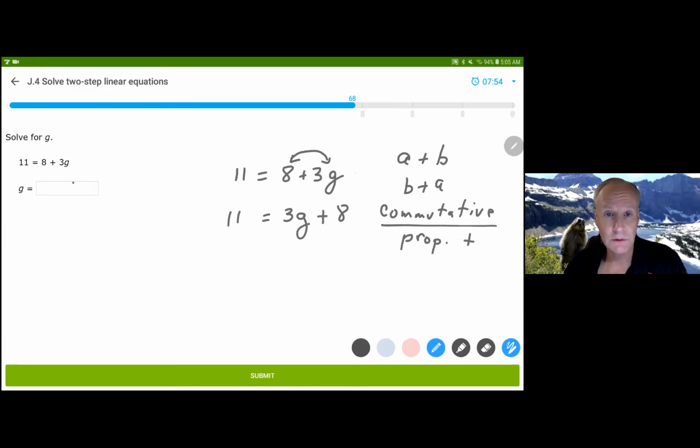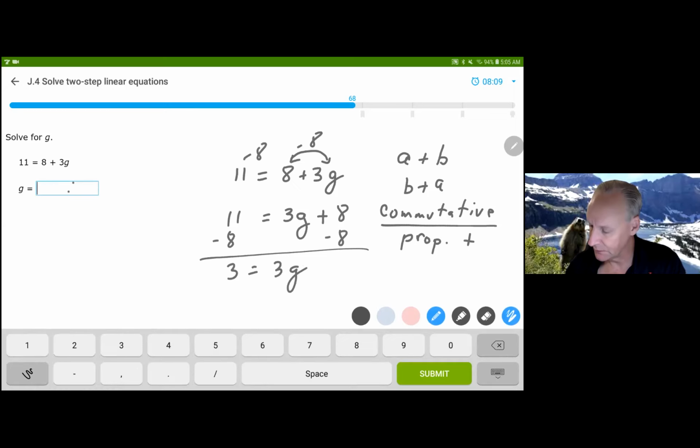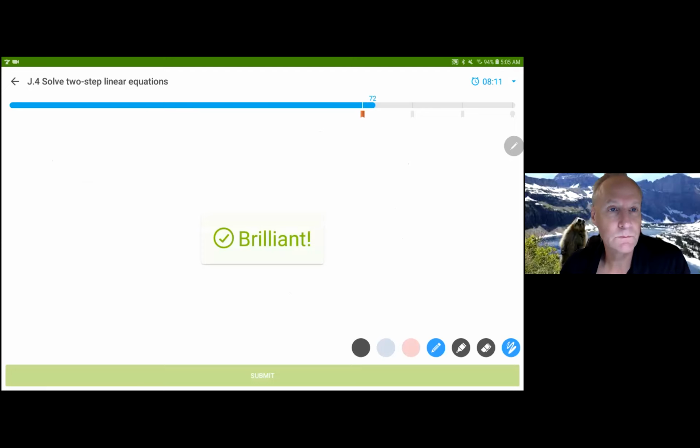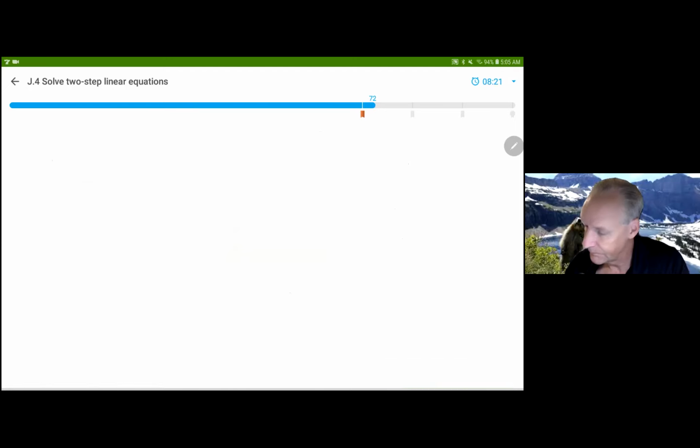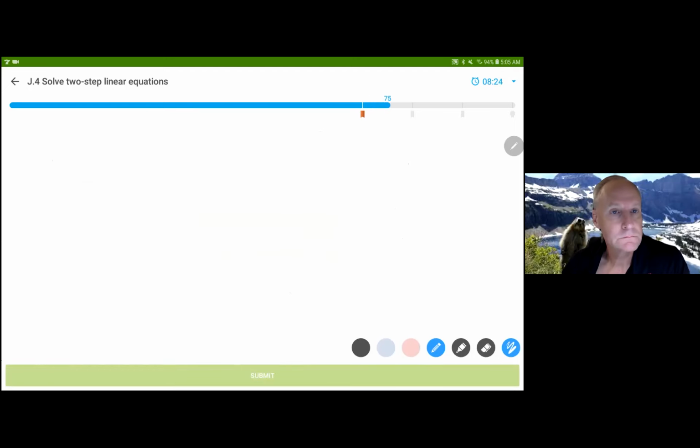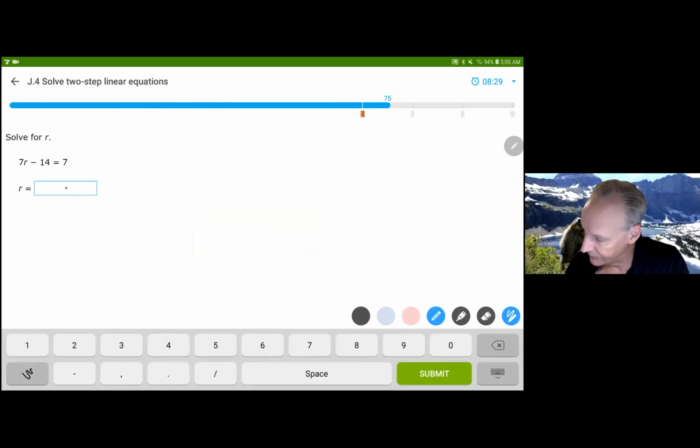Now, I wouldn't have to. I can still subtract 8 from this top equation on both sides, and it doesn't affect anything. So I'm going to subtract 8 on both sides, and then divide by 3. Since 3 equals 3G, G is 1, and we're done. This time you're going to subtract 8 and then multiply by 4, so it's going to give us 16. In this one, we're going to add 14 and then divide by 7 and get 3.